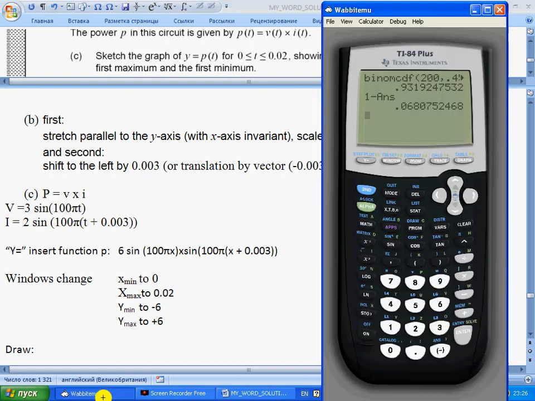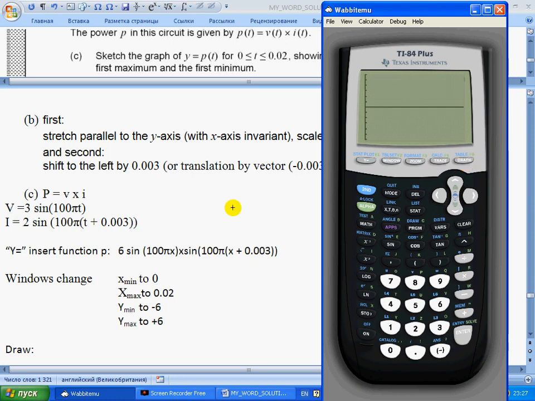Let's use the calculator. So we press y equals, and here as you see, I have inserted the function 6 sine 100 pi x, without multiplication, times sine 100. So the first bracket is given by the calculator, but the closing bracket you should put yourself. For example, this bracket also you put yourself, x plus 0.003, and closing two brackets. Be attentive with zeros to get the correct graph.